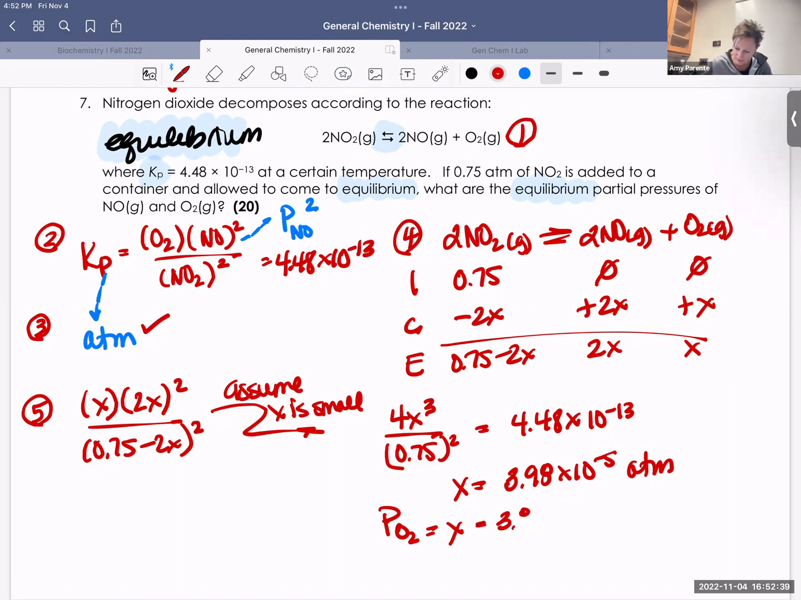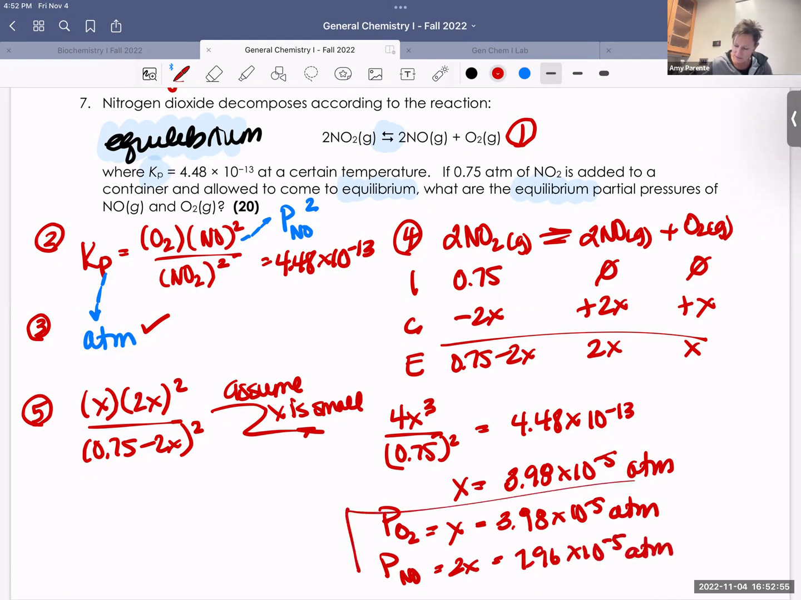That does not look like a 9.98 times 10 to the minus 5th atmosphere. And then the partial pressure of NO is equal to 2X. And that's equal to 7.96 times 10 to the minus 5th atmosphere. Now, sometimes students want to somehow square that thing on the bottom as well. Don't get square happy, right? We're not going to square that. We're just doubling it to get our answer here.